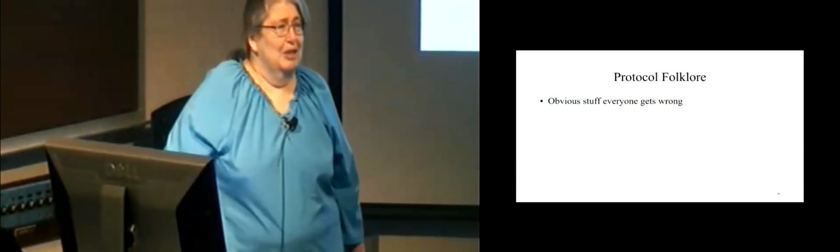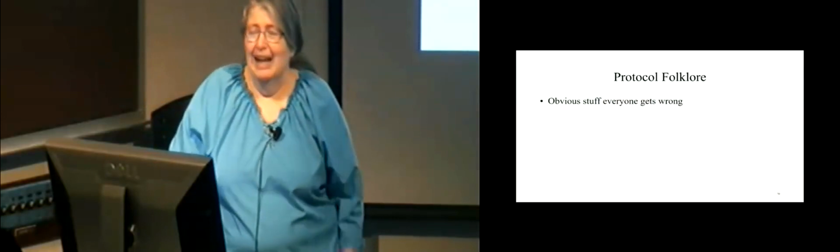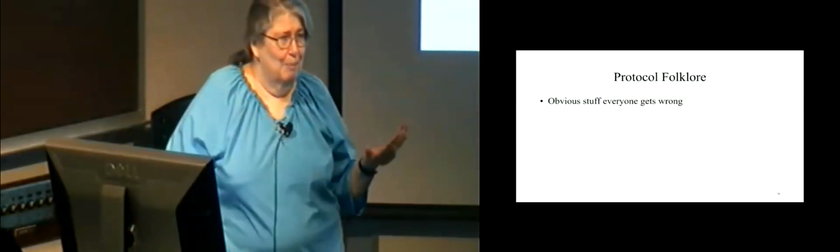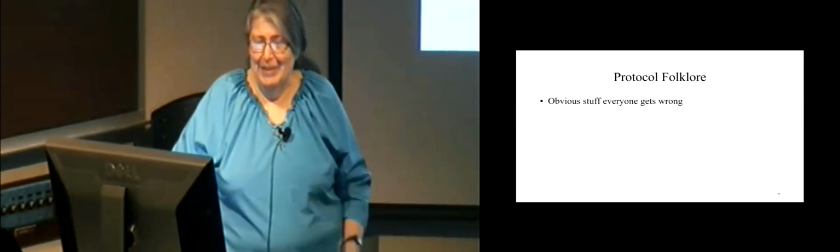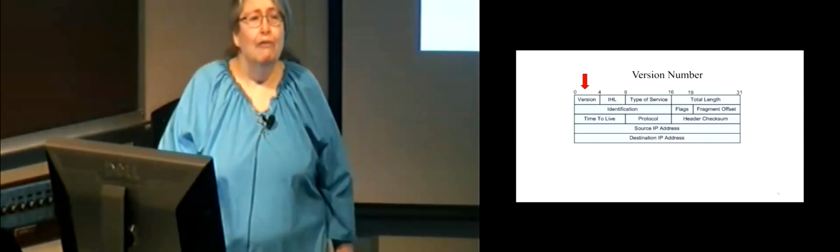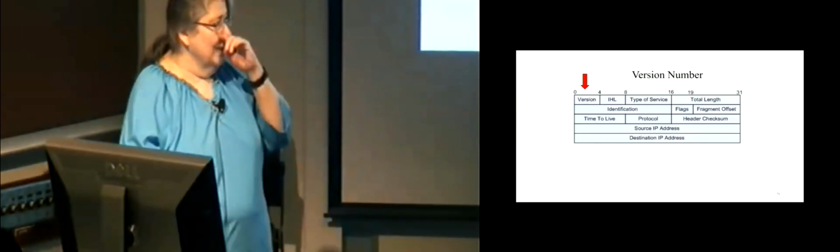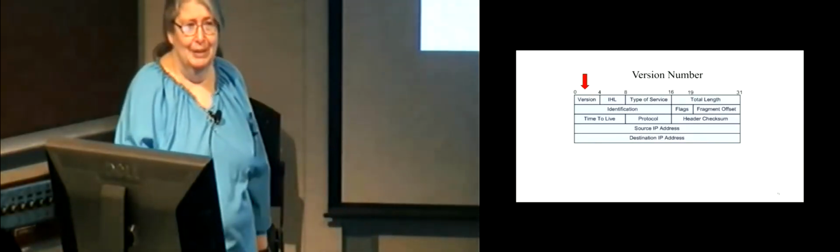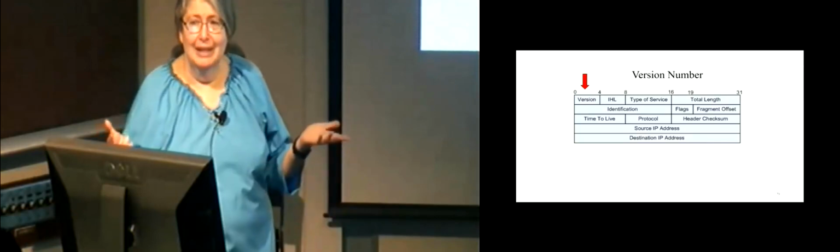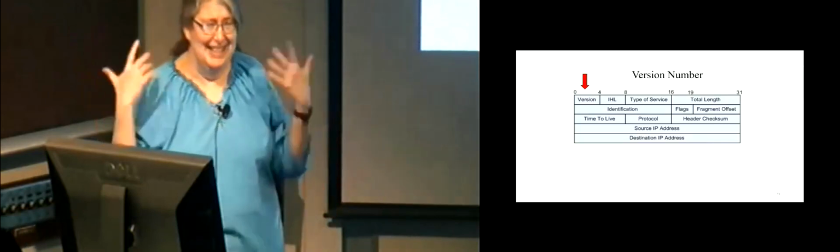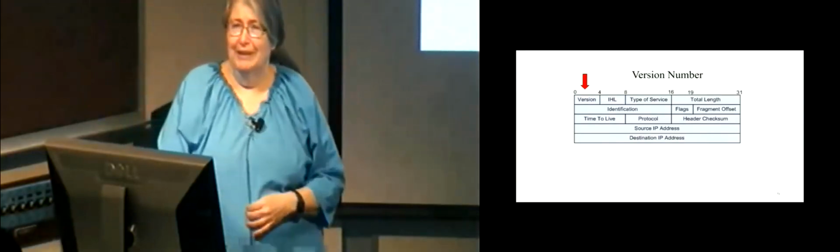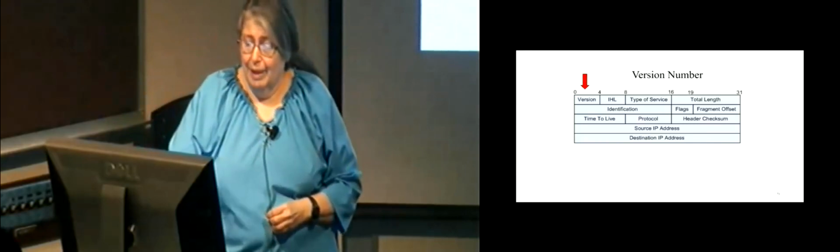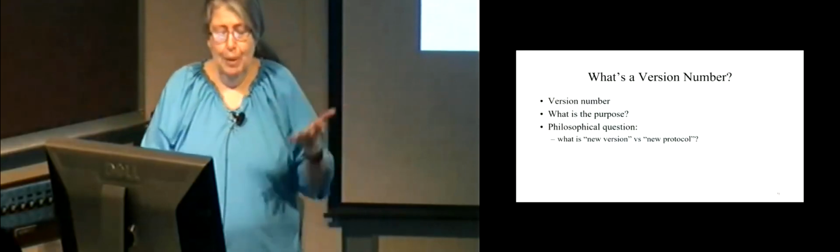So now I'm going to talk about some obvious things that I will insult you by mentioning because it's so obvious, but everyone gets it wrong. So, version number. Most protocols have a field called version number. Now, what's that for? Is it decorative or does it have some sort of purpose? If you look at IPv4, up there is a 4-bit field that says version number. So what is the purpose of it?